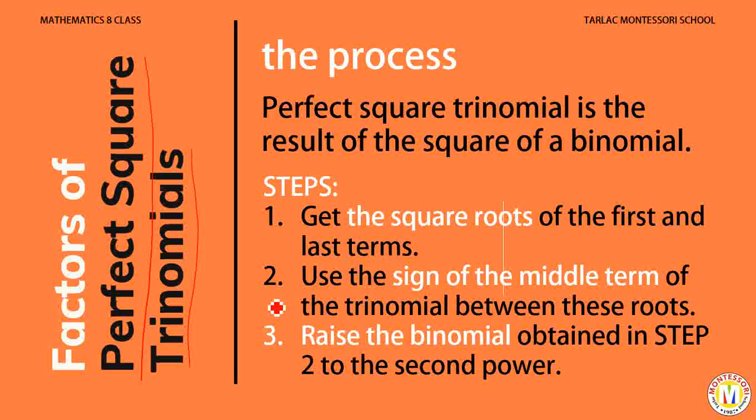Steps. We have here 3 steps involved in factoring perfect square trinomials. First, get the square roots of the first and last terms. Second, use the sign of the middle term of the trinomial between these roots. And third, raise the binomial obtained in step 2 to the second power.